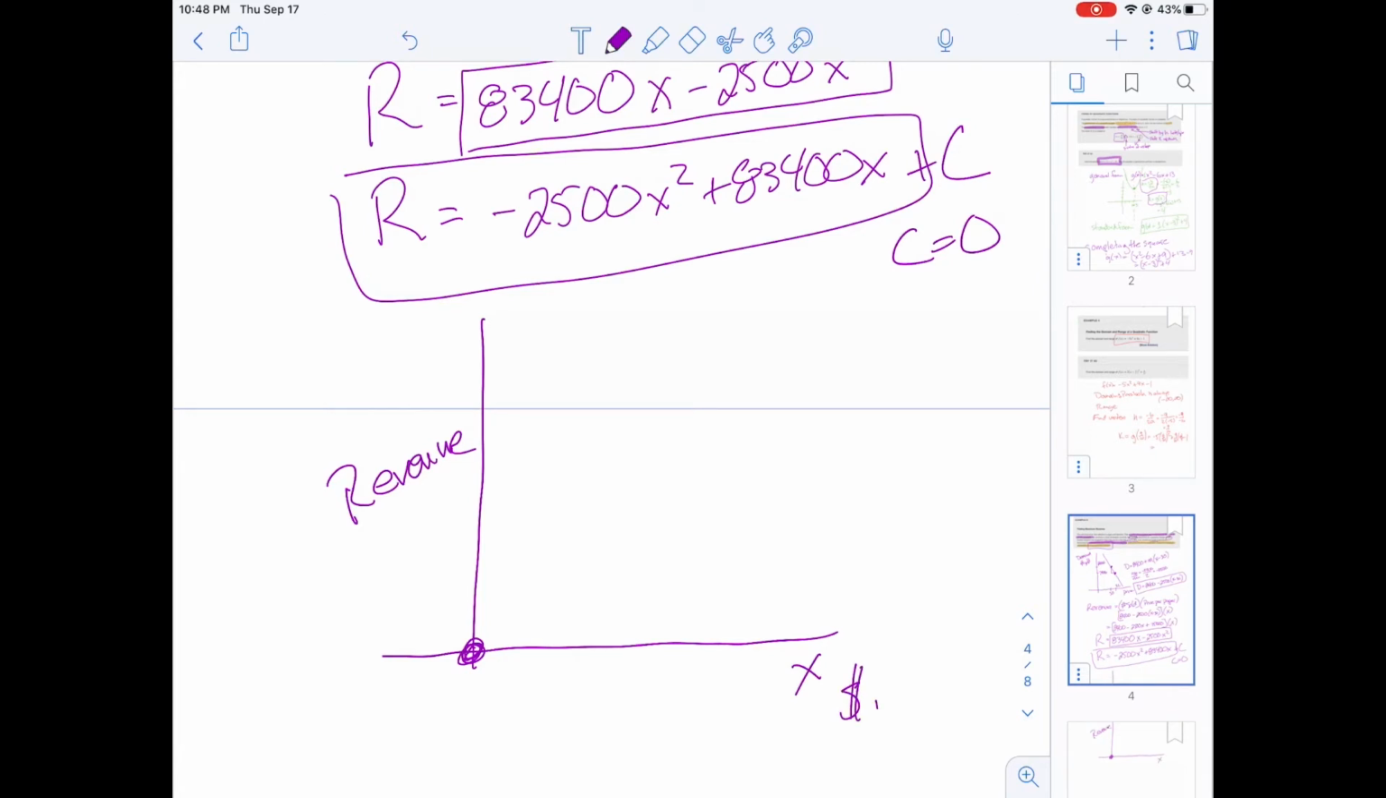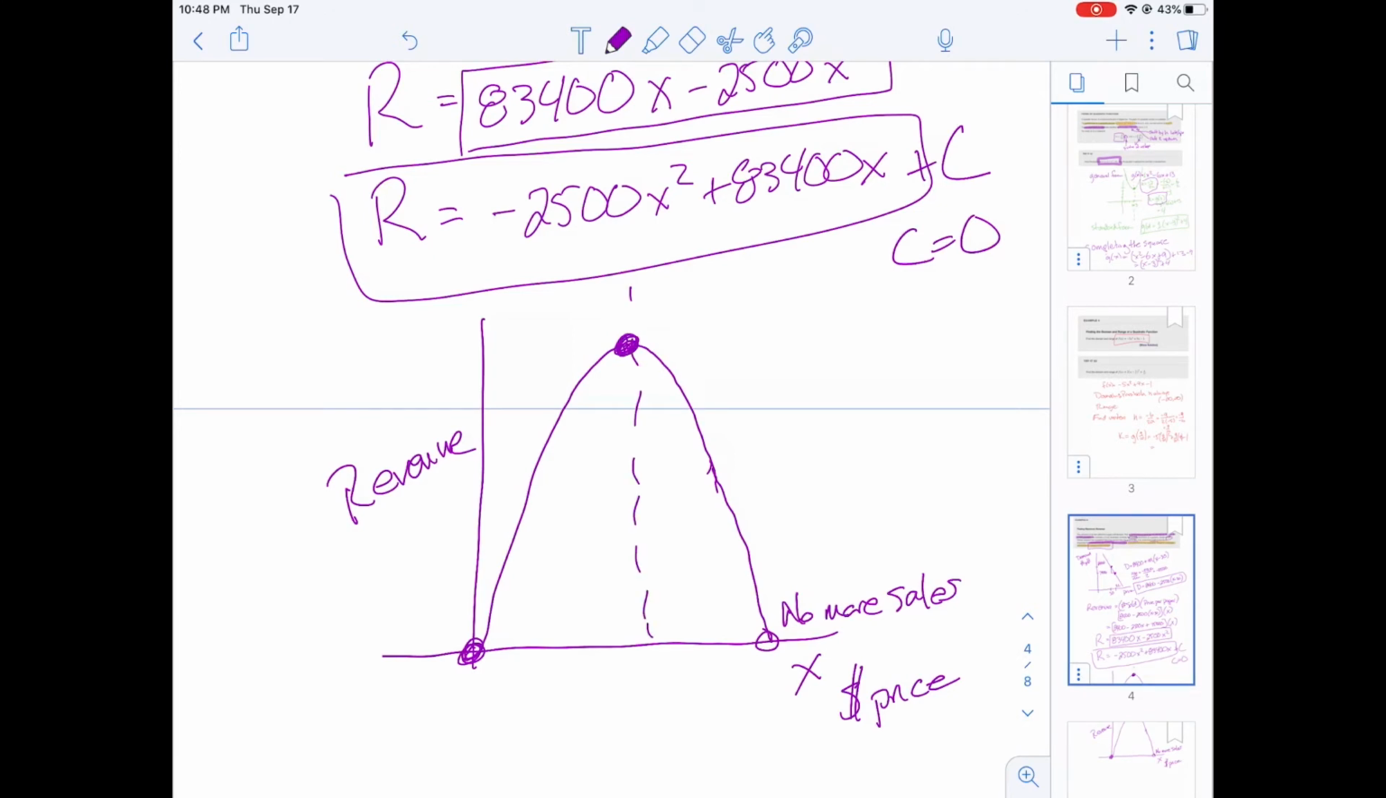Revenue. And if this is x dollars for price, as I sell more, my revenue is going to increase, but at some point, when I raise the price, my revenue increases. But if I raise the price too much, eventually I'm not going to sell any more. No more sales. So my maximum is going to be here.